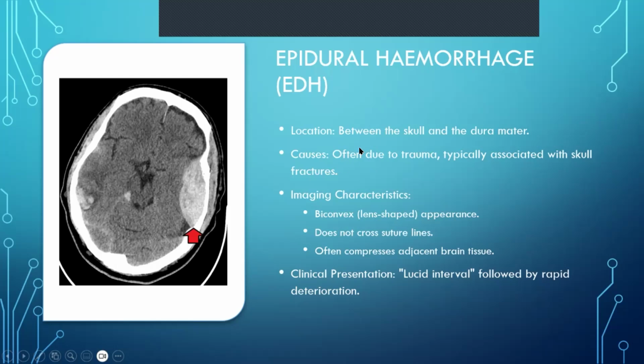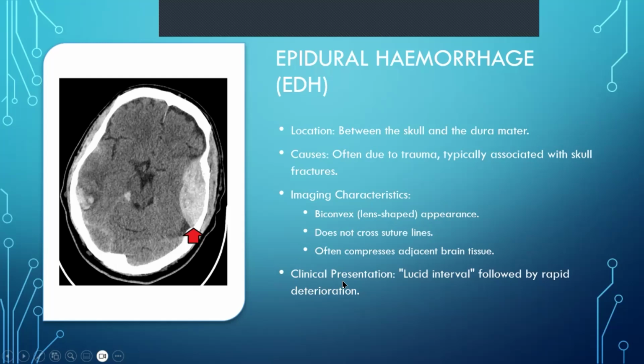So as we can say, it's between the skull and the dura mater. It's often due to trauma. It's typically associated with skull fractures, although not always. Like in this case, if we had the full CT, we may be able to see that there was something there. Biconvex or lens shape. So they're talking about this shape here, right? So it's a lens shape. It doesn't cross the suture lines, which is quite important. That is quite true. And it often compresses the adjacent brain tissue as well.